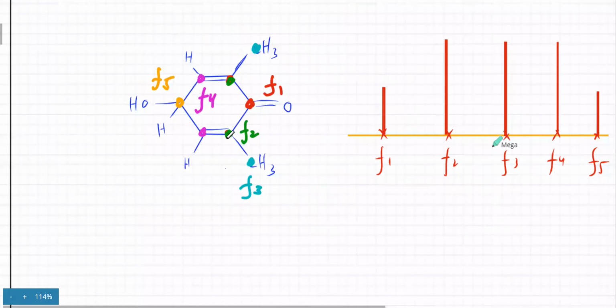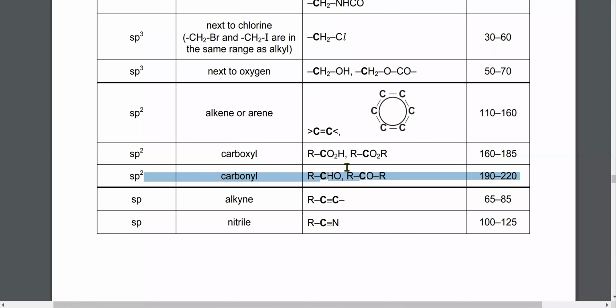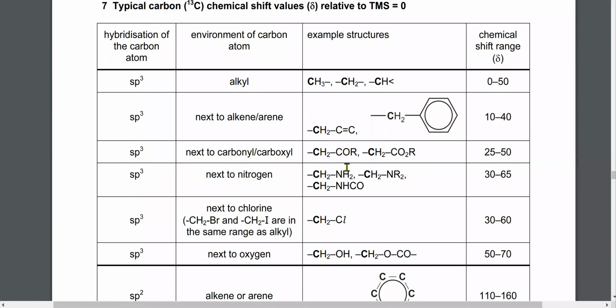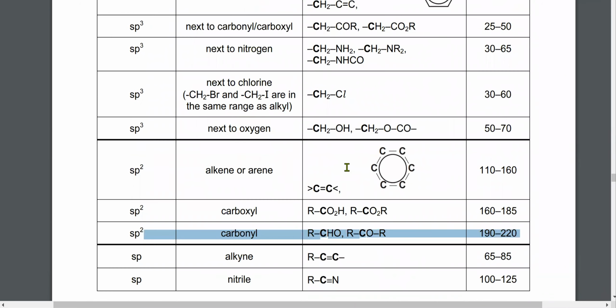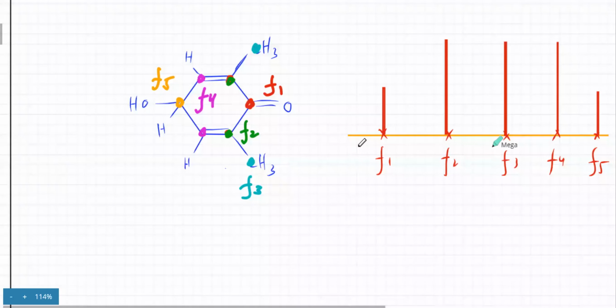Or they might ask you about a carbon in a double bond. So where would that resonate? Find a carbon that's part of the double bond, which I think is not here. This one: carbon which is part of the double bond, alkene. That would resonate at 110 to 160. So most of the questions are going to be fairly simple.